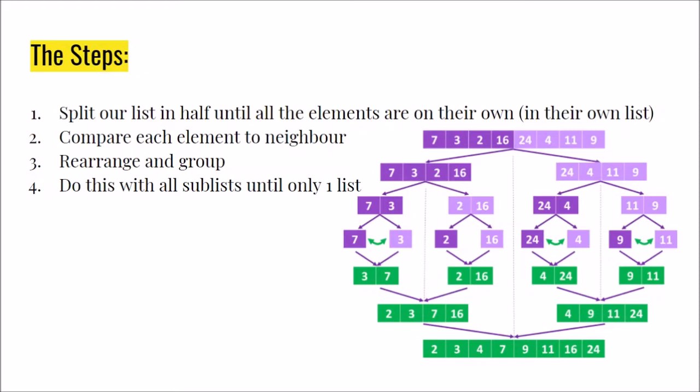We then compare each element to its neighbor. So we're comparing 7 and 3, and is 7 smaller than 3? It is not. So we rearrange them, and then we group them together, and the same process happens for all elements. We do this with all sublists until there's only one list remaining, and that is our final outcome of the sorted list.